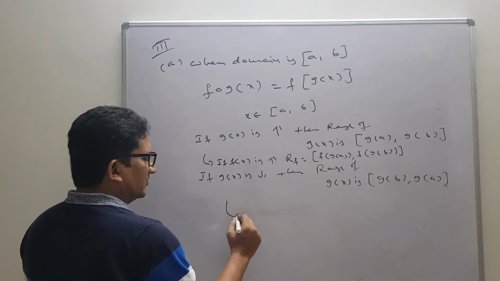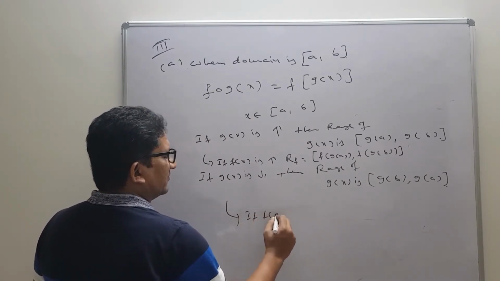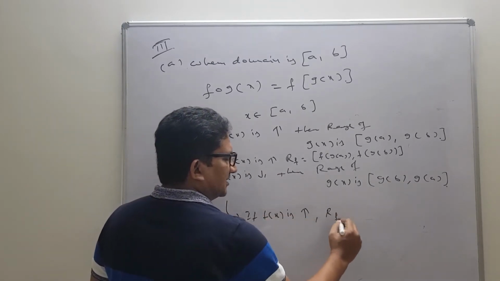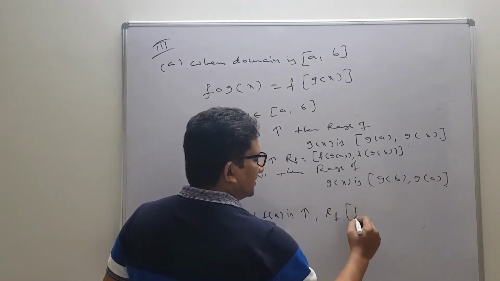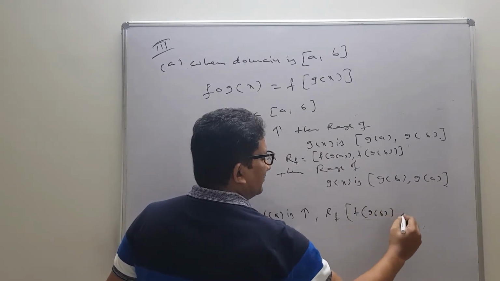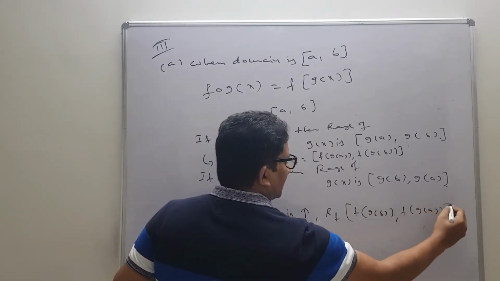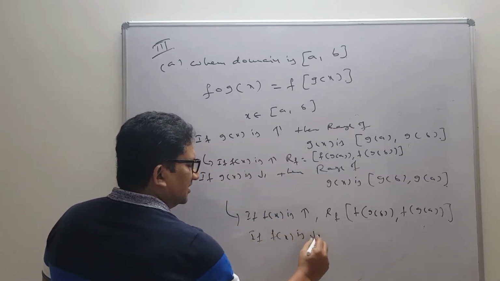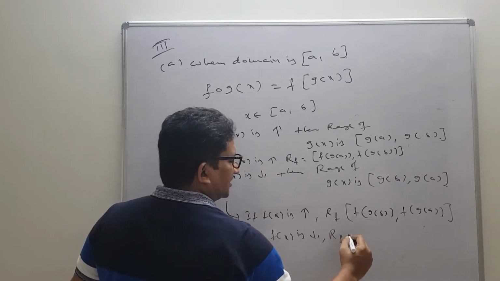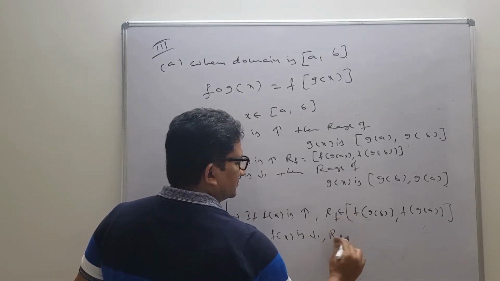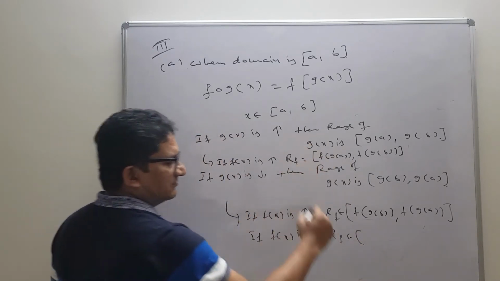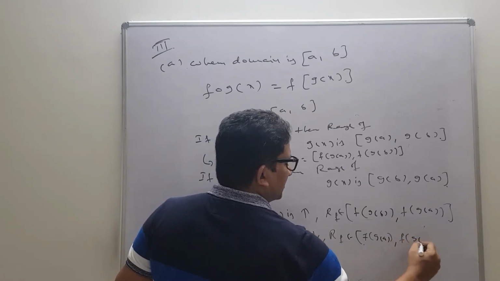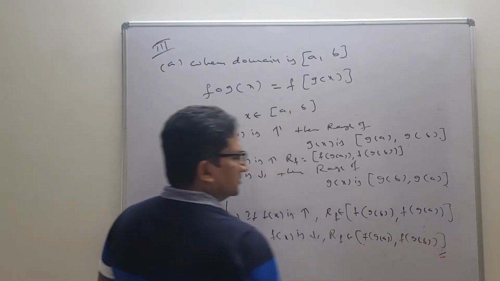This is the part. In the other sub case, if f of x is decreasing, for suppose, then the range of the function is, as is, we need to apply f of g of b comma f of g of a, reversed. Similarly, if g of x is decreasing and f of x is increasing, the range is the reverse of that one, that is [f of g of a, f of g of b]. So this is the situation.